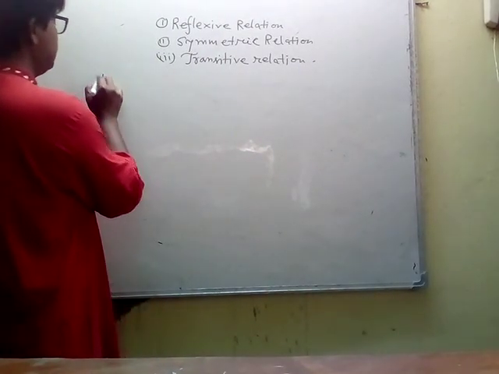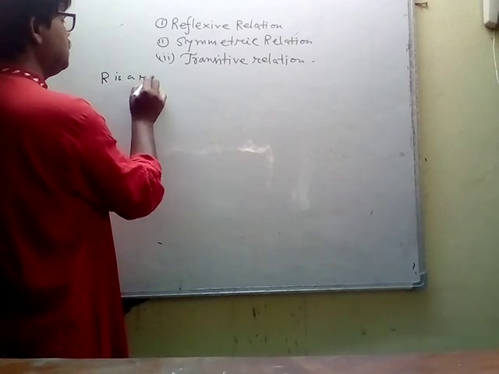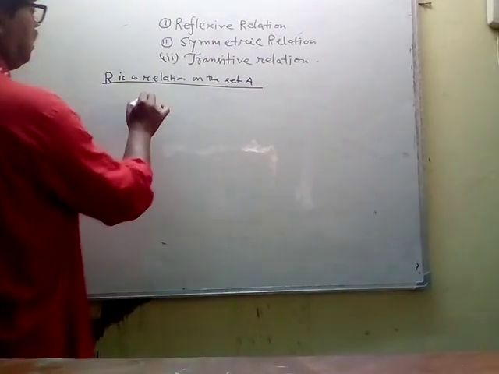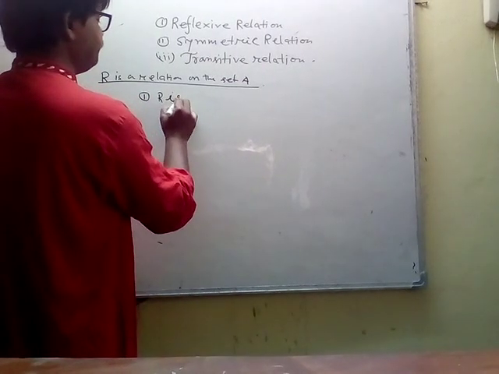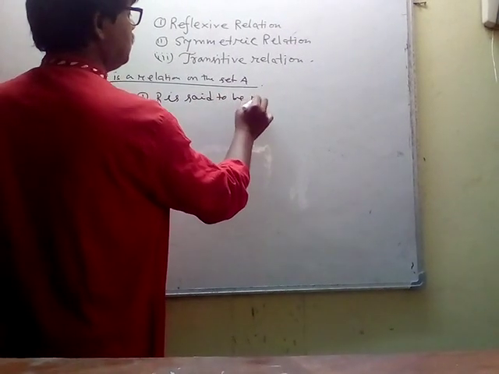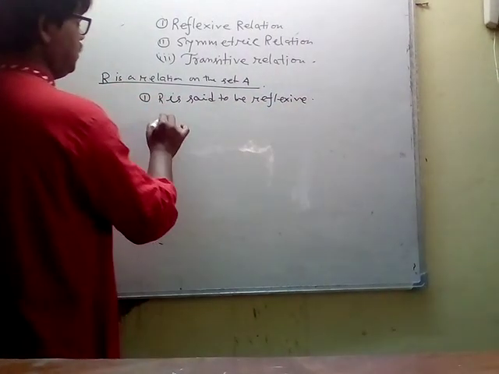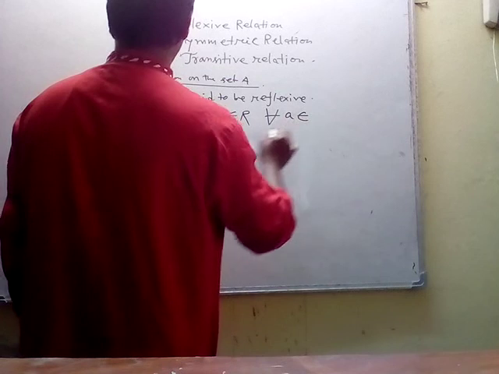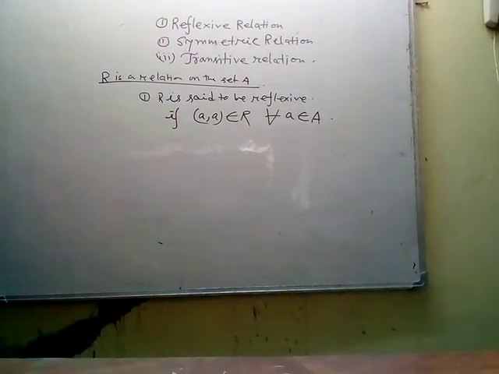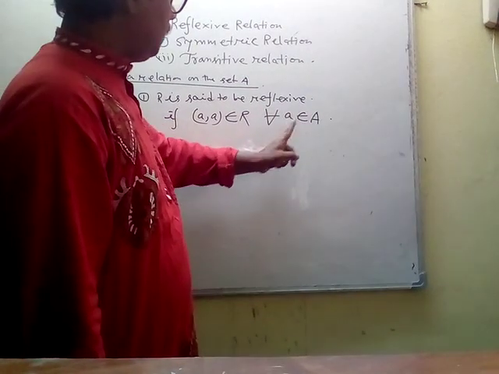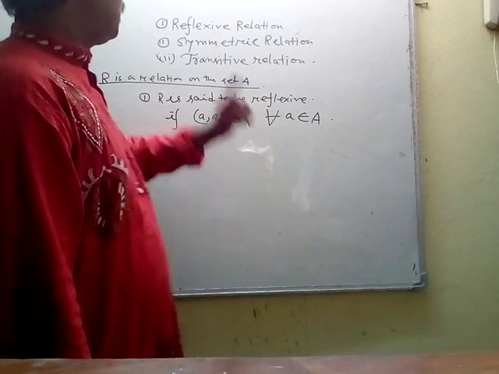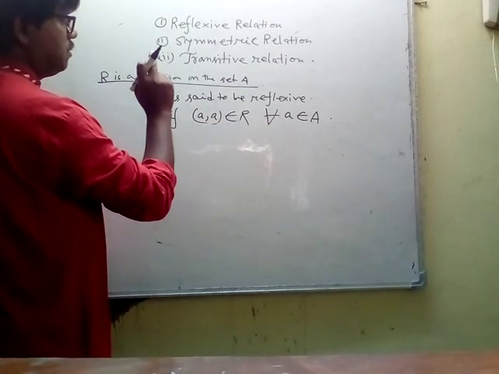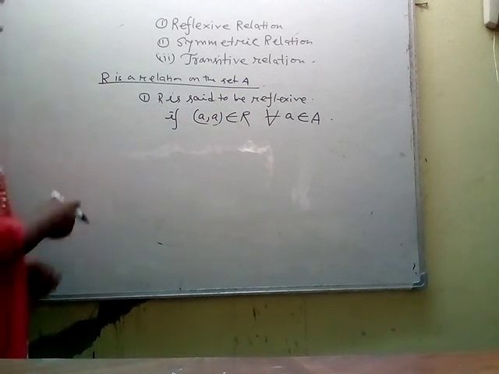Now suppose R is a relation on the set A. Then R is said to be reflexive if (a, a) belongs to R for all a belongs to A. That is, a is related to a for all a belongs to A. Then R is said to be a reflexive relation.